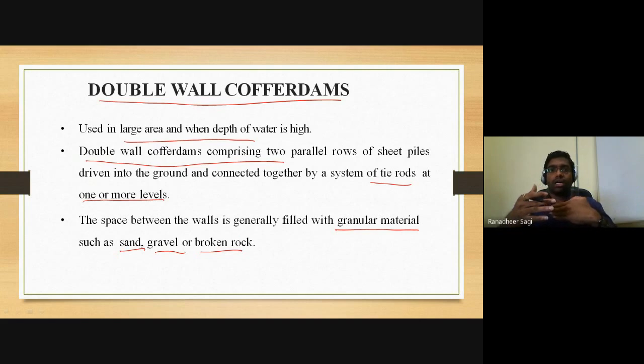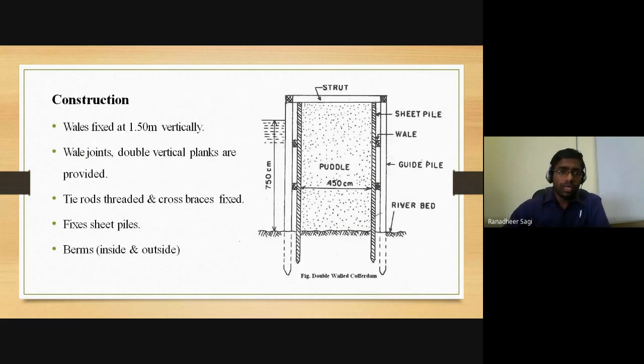So in that hollow region, you are going to place your granular material between those two sheet piles running parallel to each other. Once that space is filled with granular material, it gives more confinement to the sheet piles driven there, and it adds more stability to your cofferdam construction. So construction wise, it looks similar to your single wall cofferdam, except that you have a double layer of sheet piles constructed there, running parallel to one another.